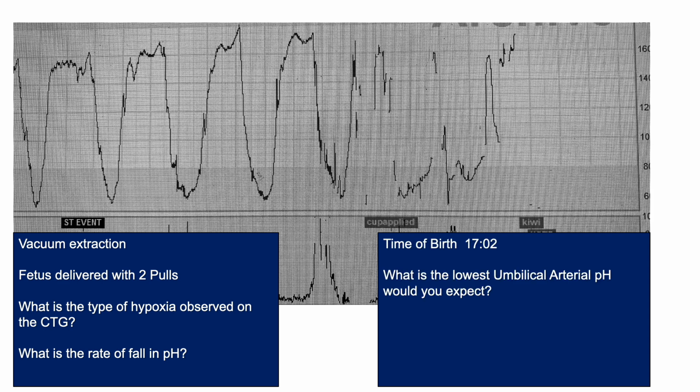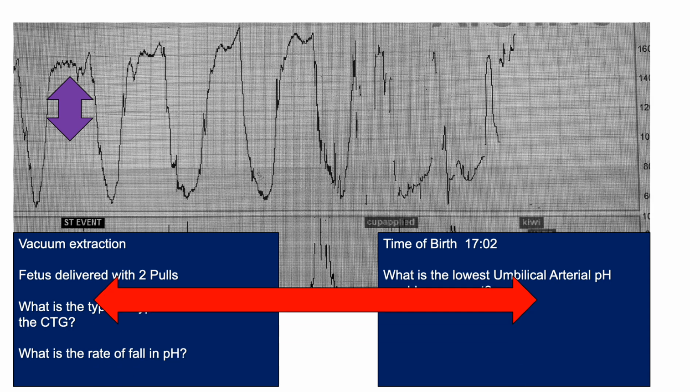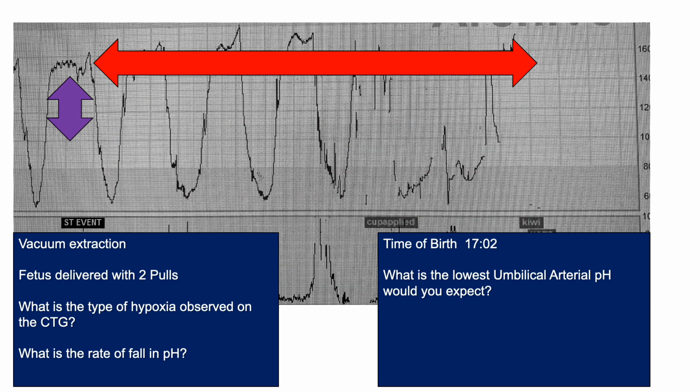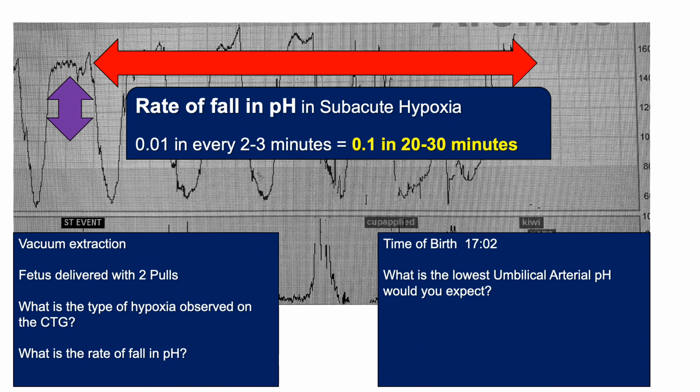Now let's work out the umbilical cord pH. To do that, let's go to a CTG trace where we could find a segment of normal variability. Because if the baseline variability was normal, the risk of acidosis is low. The pH is somewhere between 7.2 to 7.3. And we know that this fetus was exposed to subacute hypoxia for approximately 10 to 15 minutes.